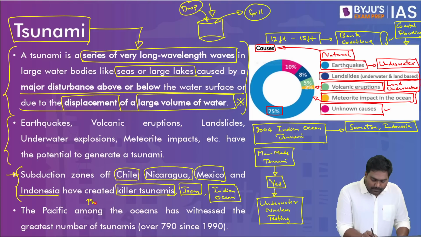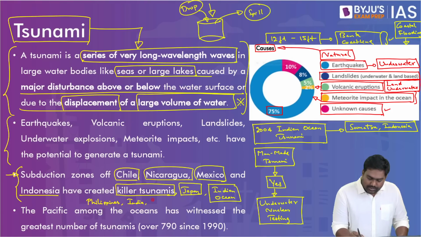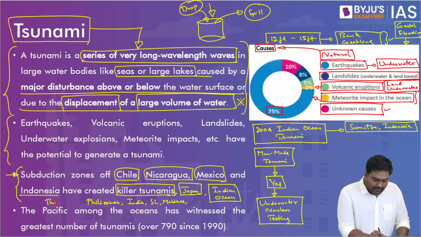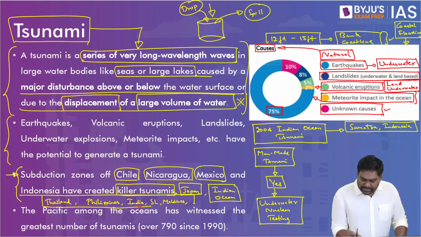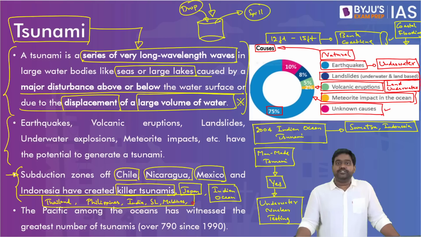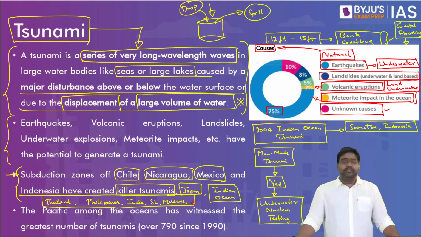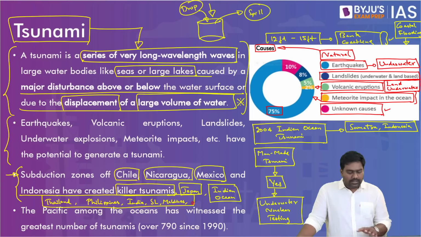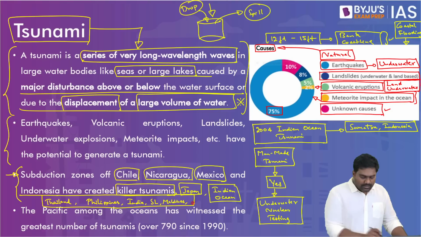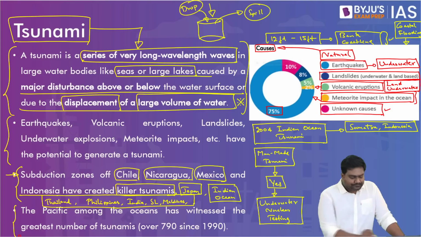Even the Philippines is at risk. India, Sri Lanka, Maldives, then Thailand. You can even add Bangladesh and Myanmar to the list. All right, even the United States and South Pacific Islands. So there are many countries which have experienced killer tsunami waves, but the most vulnerable are Chile, Nicaragua, Mexico, Indonesia, Japan, and the others.